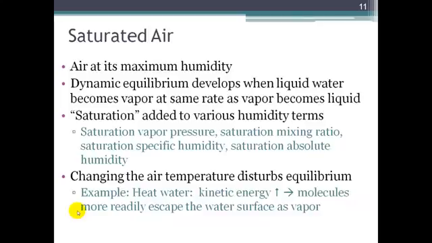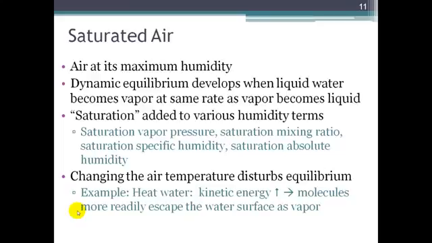When we talk about humidity in the atmosphere, saturation is an important concept. Saturation is the state when the air is holding the maximum amount of water vapor that it can hold. So there's a dynamic equilibrium that occurs when liquid water becomes vapor at the same rate that vapor becomes liquid. So that's another way of saying saturation. So we can add the word saturation to these different measures of humidity, like saturation vapor pressure, saturation mixing ratio, and so on.